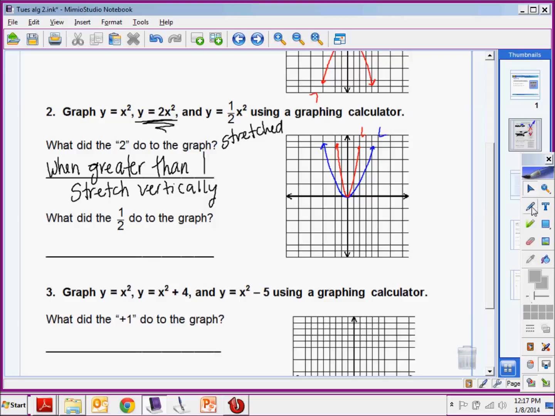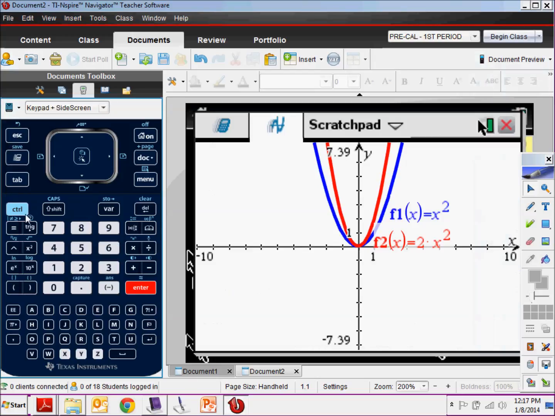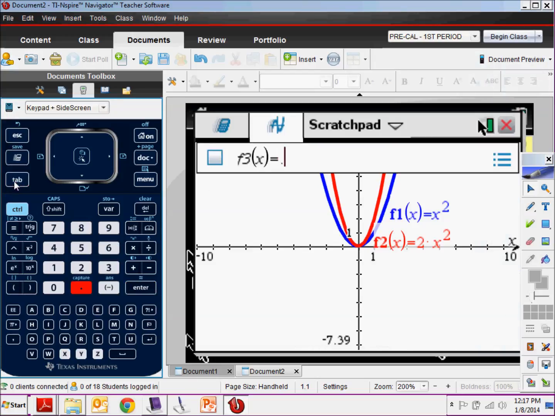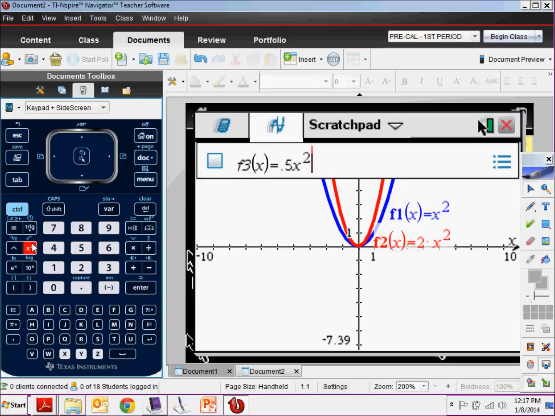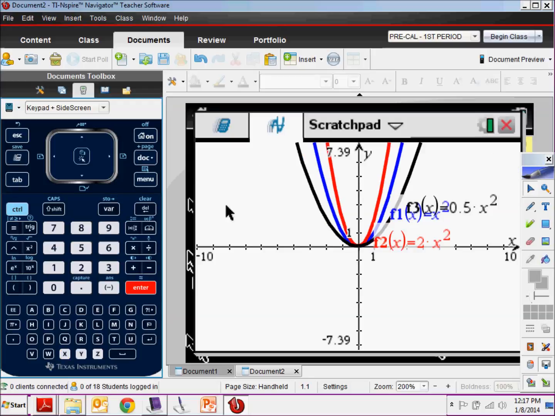All right. So our prediction is that here is going to end up compressing. So let's go to the graph and see what happens. I'm going to hit tab and type in 0.5x squared. And what did it do? It compressed. It got a little stubbier.